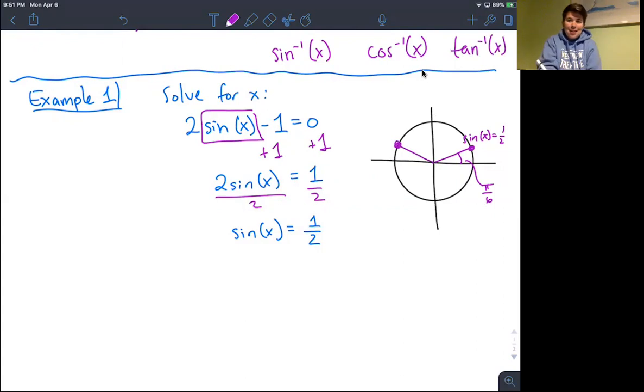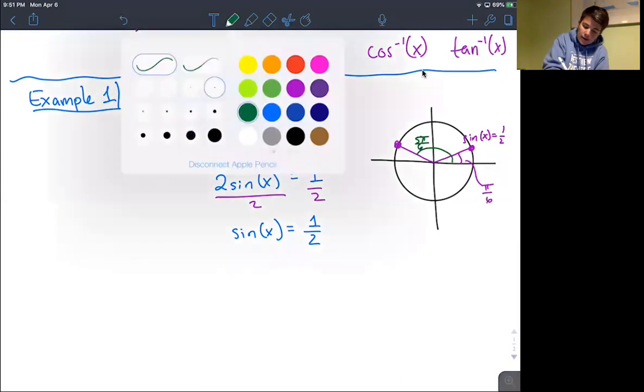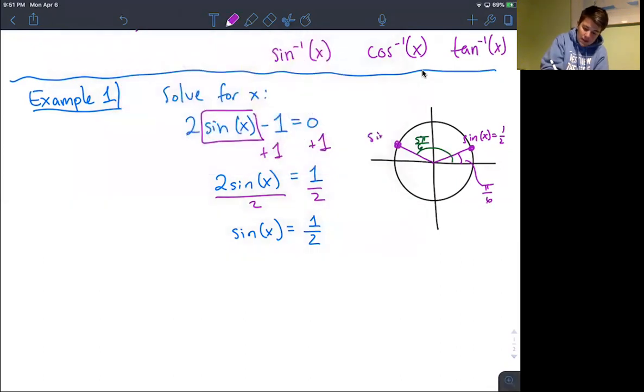Does anybody remember what that angle is? Again, I'm just going to presume that somebody somewhere is yelling, Miss Ray, that's 5 pi over 6, which is exactly correct.